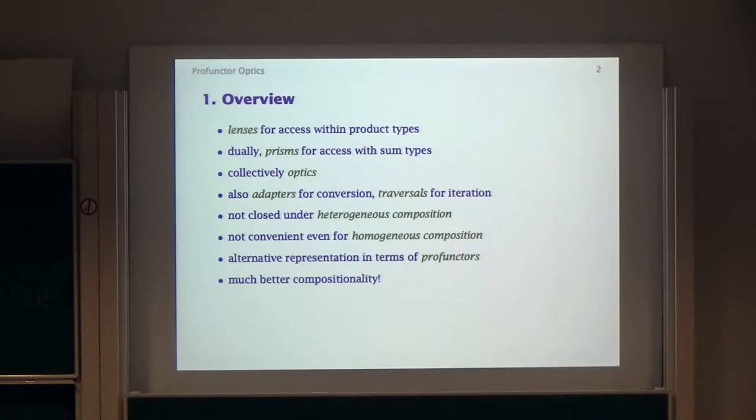So I'm going to show you an alternative representation in terms of these things called profunctors, and I'll explain what those are, which will solve problems. It will give you convenient homogeneous composition, and it will allow you in the first place to do heterogeneous composition of these data accesses, these objects.